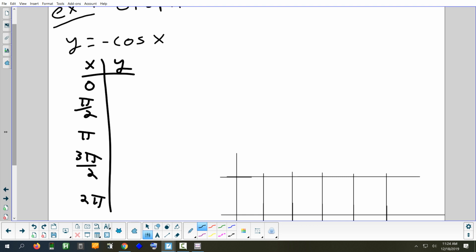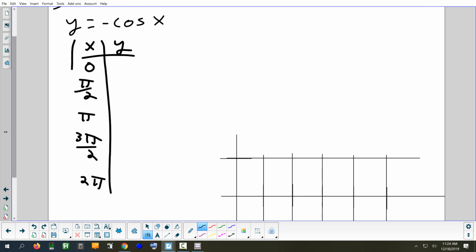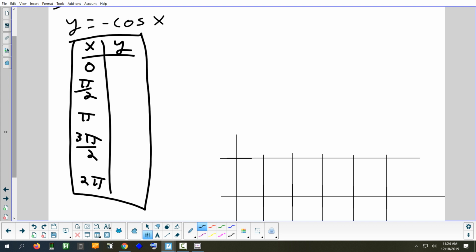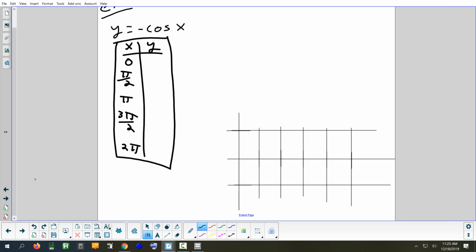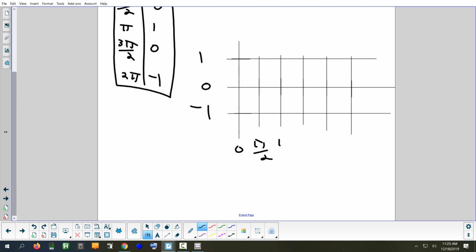All right, so Eric, if I flip that, can you tell me what my y values would be for cosine? Well, it's going to flip, right? So if it's going to flip, something's going to change. And it's not the x's that change because I already wrote those down. Oh, wait. So -1, 0, 1, 0, -1. Yep. I'll label that: 0, pi over 2, pi, 3 pi over 2, 2 pi. And we're at -1, 0, 1, 0, -1.